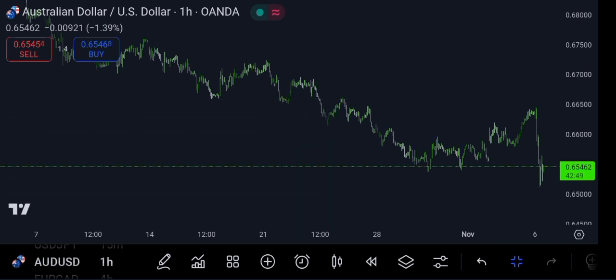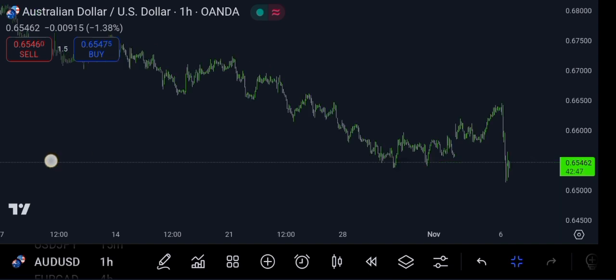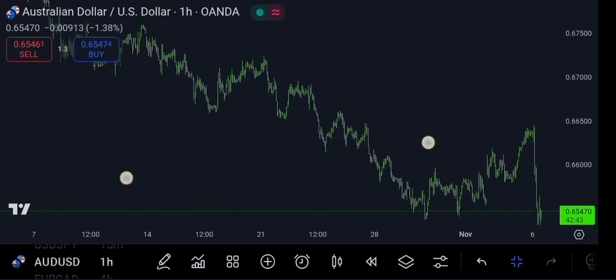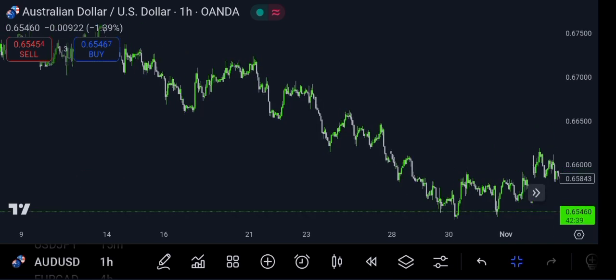So this was my thinking process on this trade that I took, guys. As you can see here on the chart, the first thing we must look for is the trend. We must look for a trend, whether the market is going up or going down.